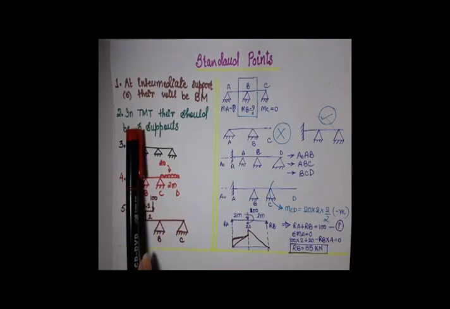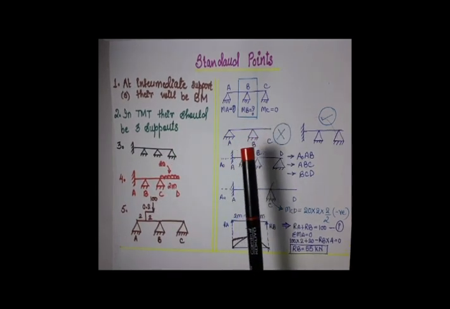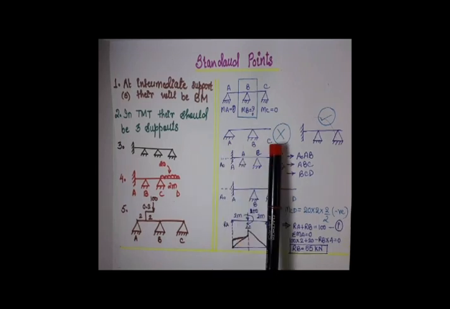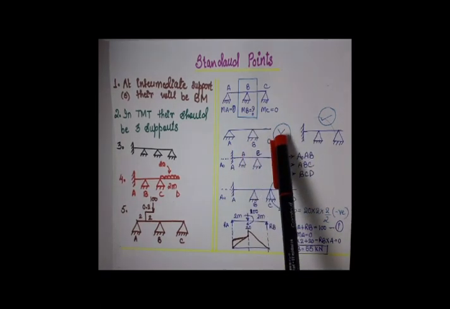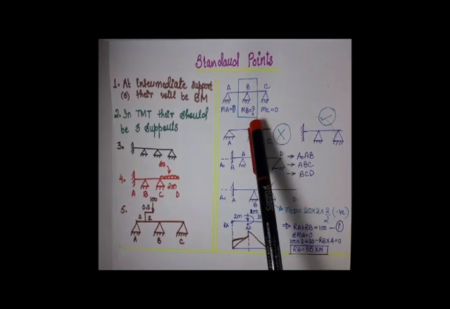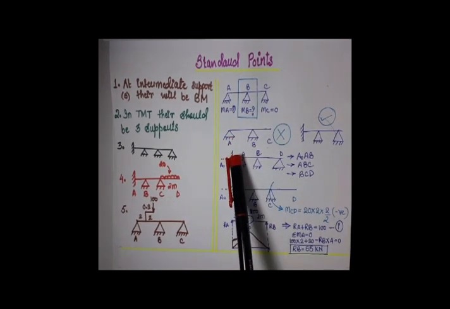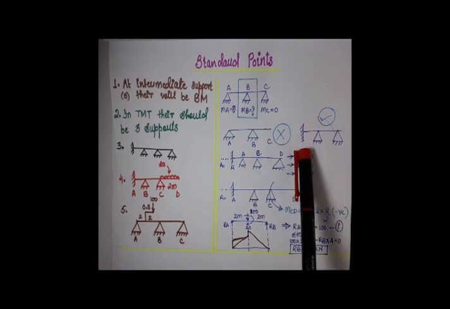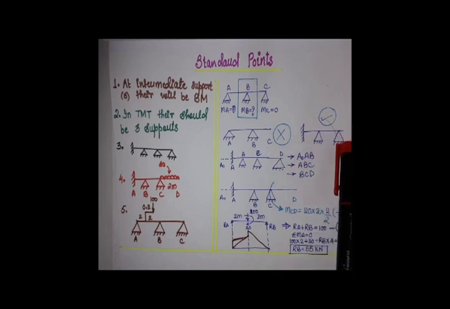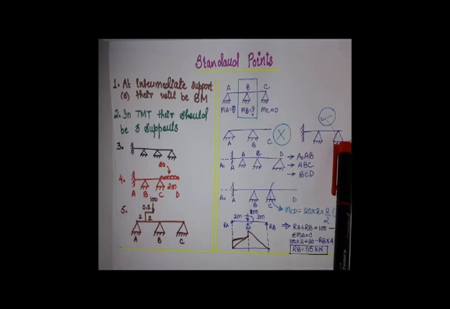Moving to the next point, in TMT there should be 3 supports. Here it is a beam, and A, B, C supports are given. But do you think that TMT can really be applied here? The answer is no. Since BC is an overhanging part, it is not a support, it is the overhanging part of the beam, and hence there are only 2 supports, A and B, so no TMT would be applied. But in the next case, since it is a fixed support, it counts as a support, and with the 2 other supports, TMT can be applied since 3 supports are found.